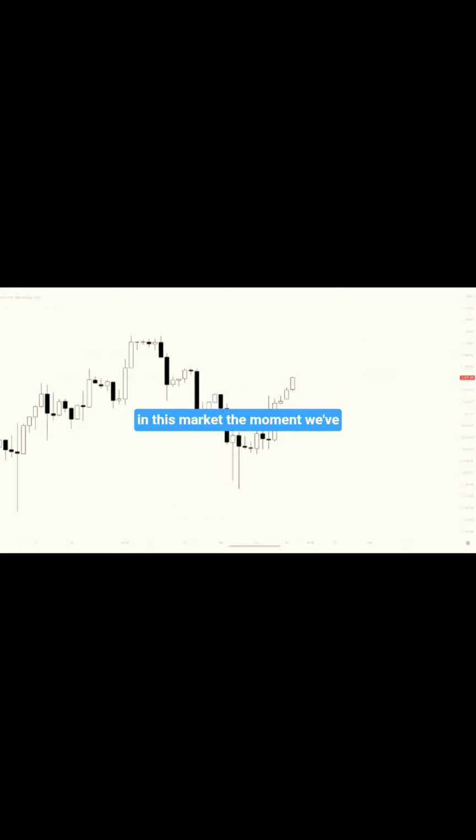in order to take this market higher with a buy position. In this market, the moment we've seen the market breaking below the past low, that's when every bullish scenario should have ended, since we do not have both a higher high and a higher low in order to sustain an uptrend.